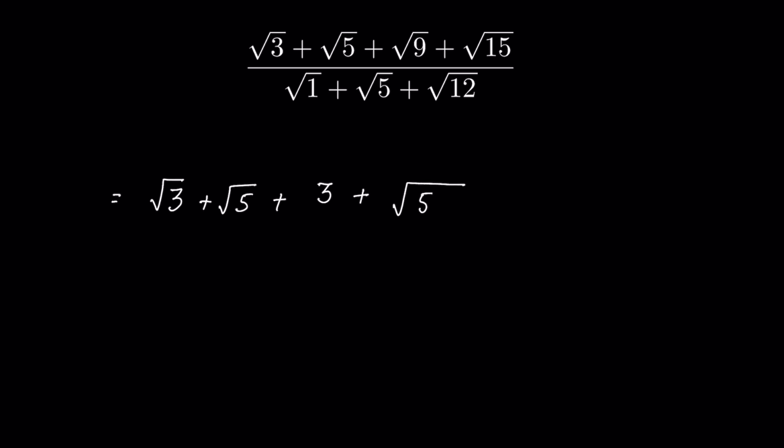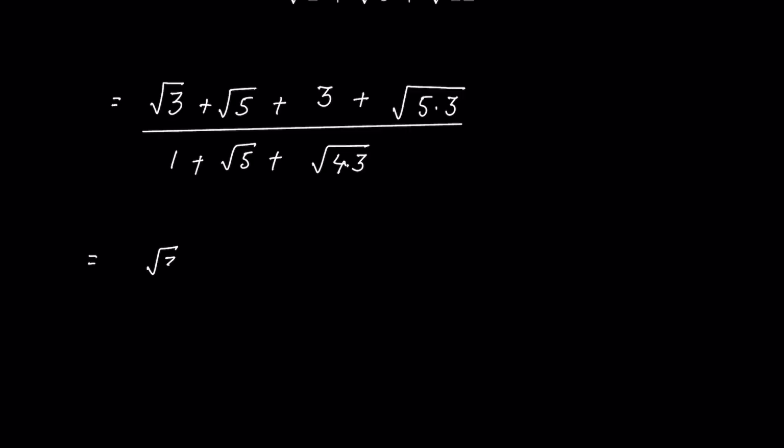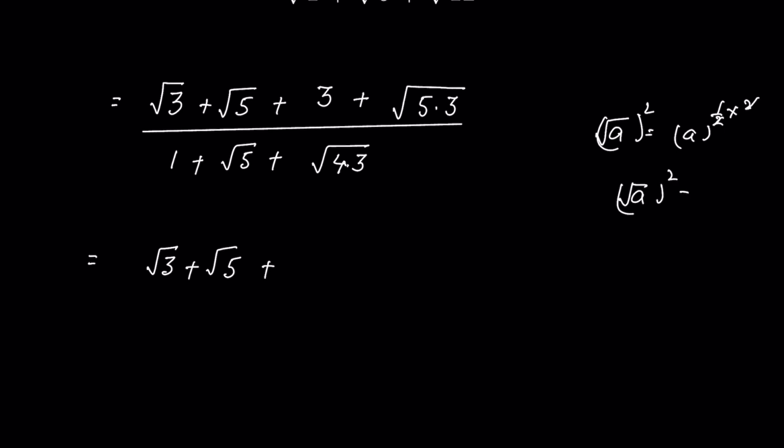5 times 3 under square root, then upon 1 plus square root of 5 plus 12 as 4 times 3 under square root, or square root of 3 plus square root of 5 plus, when a is under square root, it is equal to a raised to the power of 1 upon 2. When we square it, exponent is also multiplied by 2. So when a under square root is squared, it is equal to a.